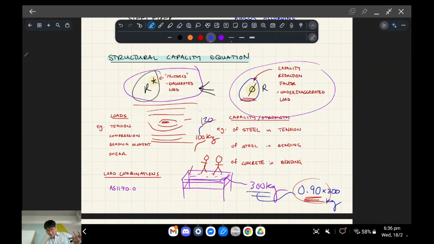So wood, generally speaking, would have something more like a factor of safety of 0.65, whereas steel has 0.9. Okay, so that's one. Materials can vary, and the other thing is loads can vary as well.